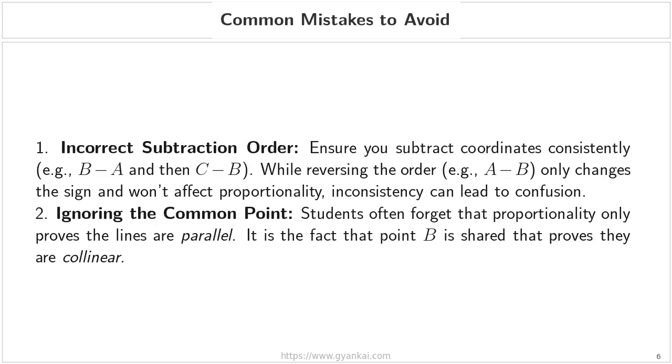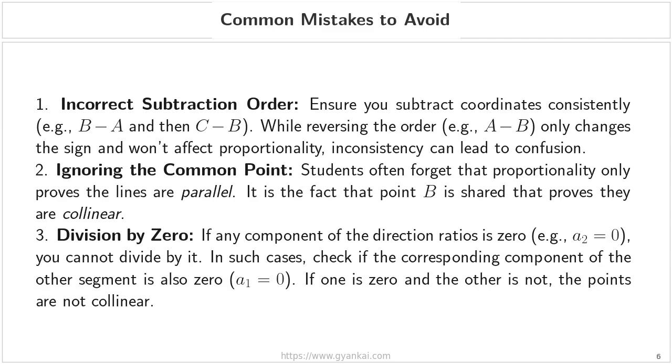Second, and this is a very important conceptual point, do not forget the importance of the common point. As we discussed in our Understanding the Concept slide, showing that the ratios are proportional only proves that the two line segments are parallel. Parallel lines don't necessarily touch. It is specifically because point B is shared by both segments AB and BC that we can confidently conclude the points are collinear. Without that shared point, you've only proven the lines are running in the same direction, not that they are on the same path.